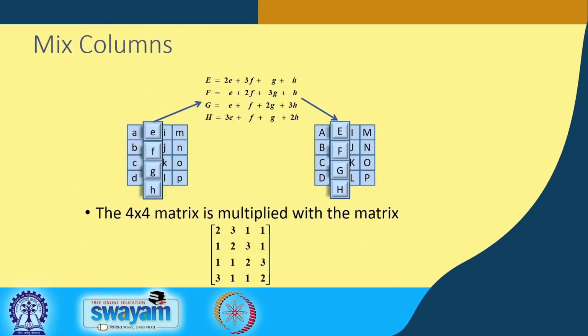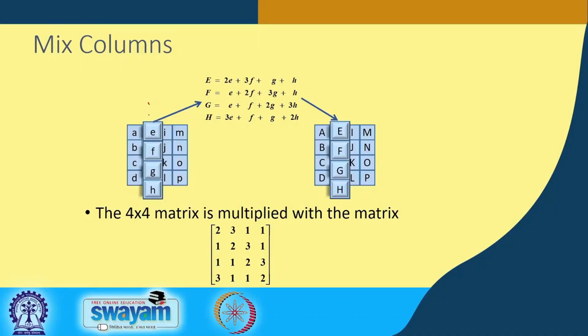And now let's see the mix column operation. This is a very important step. The previous one was a row-wise operation. This one is a column-wise operation. What you do here is you take one of these columns and you transform it into another column. How do you do this transformation? You take this and you pre-multiply it by this matrix. This is the mix column matrix.